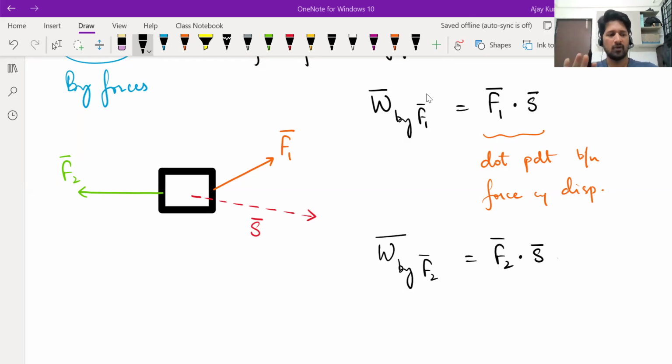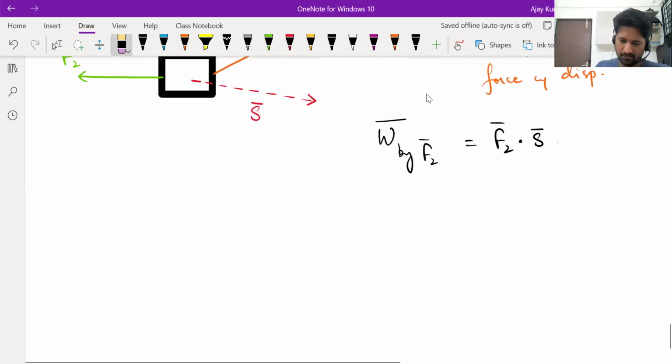Fine. So it's possible that different points of an object undergo different displacements. Now, the formula for work that I have shown you here is force dot displacement, and we took S as the displacement of the object. But now we understand that the entire object need not undergo the same displacement always.